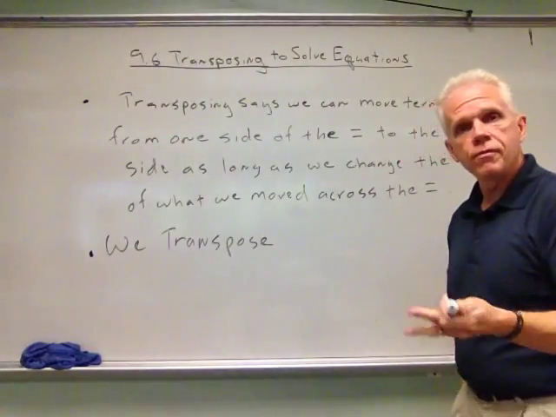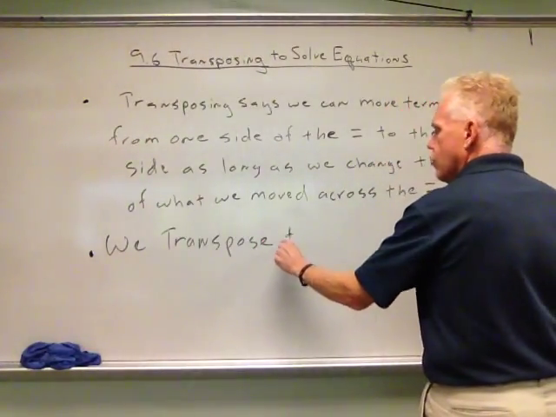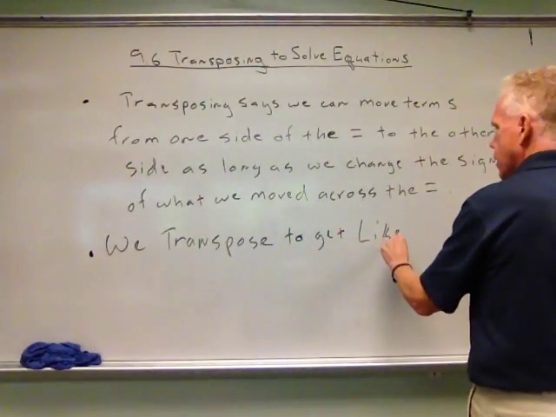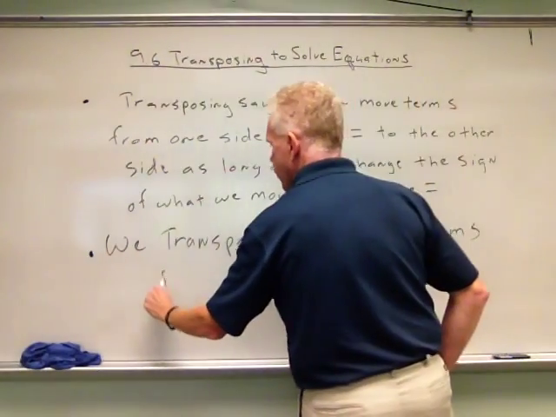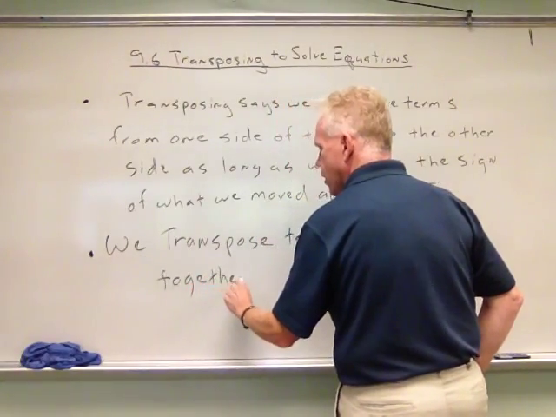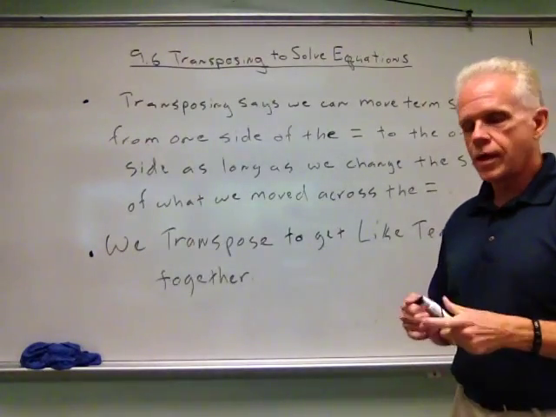That is, we move things across the equal sign back and forth. We transpose to get like terms together. That's the whole reason we transpose. We don't just move stuff to move it, we move it to get like terms together on the same side of the equals.